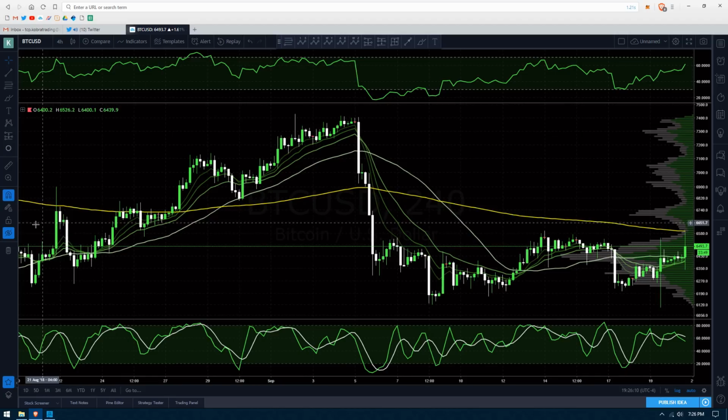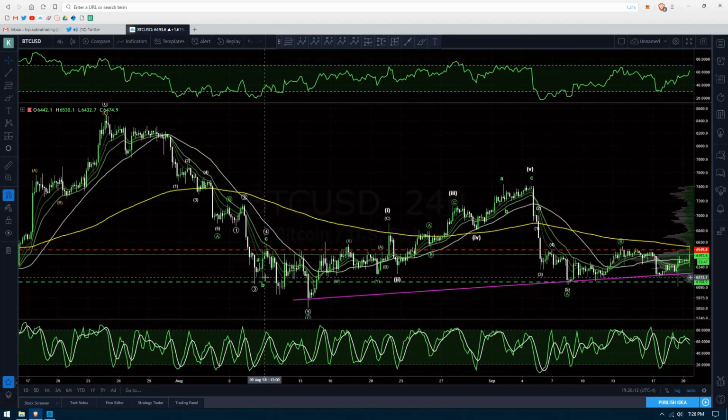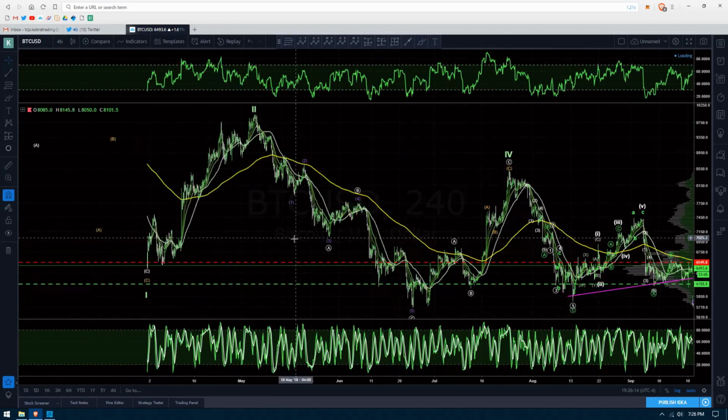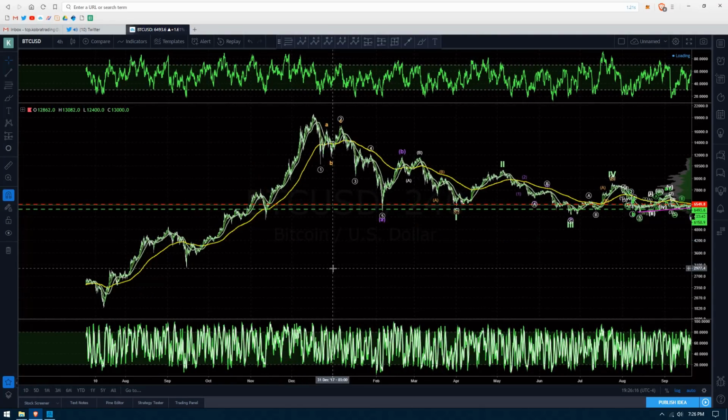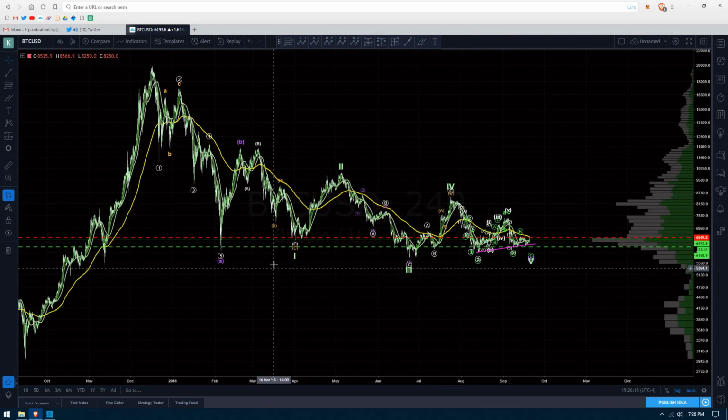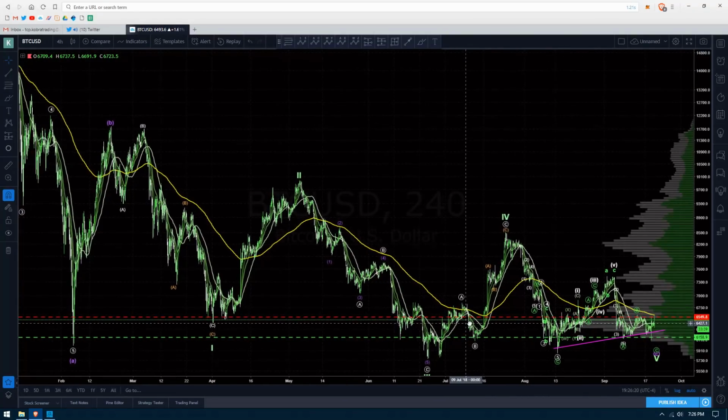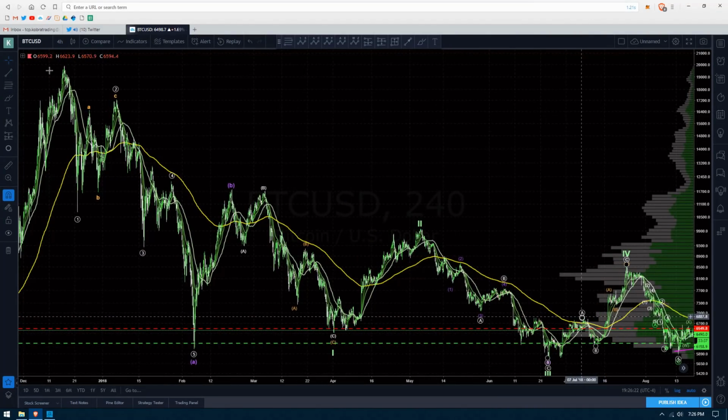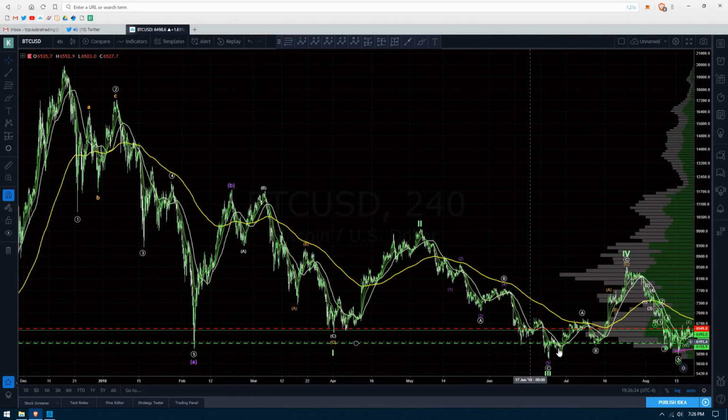So let's go ahead and turn on some of the things that I did. Just to give you guys an overview, this is a 4-hour chart. This is Bitcoin on Bitfinex. What I went ahead and did was I went all the way back to this main trend here, and I re-charted everything.